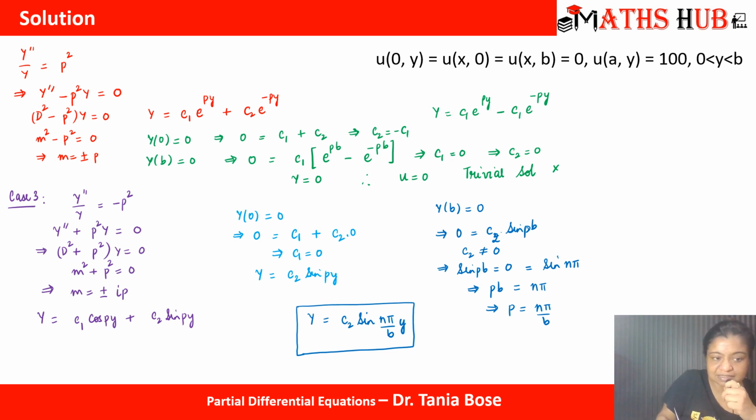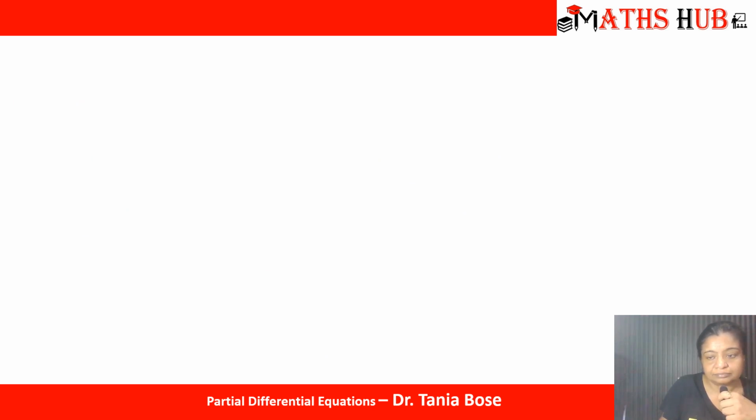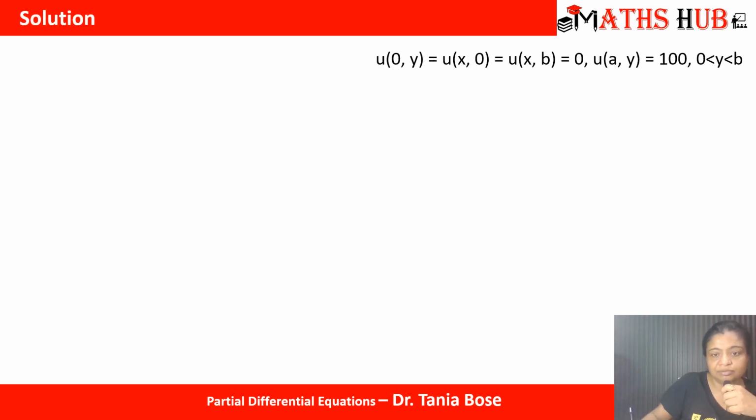Now for this case, case number 3, we will calculate the value of x also, right? Because in the other two cases, the values of y are trivial, so we are rejecting them. So let us move on to the next step where we are calculating the value of x, right? So I'll just write down what y is coming out to be. So y is coming out to be C2 sine n pi by b y, right?